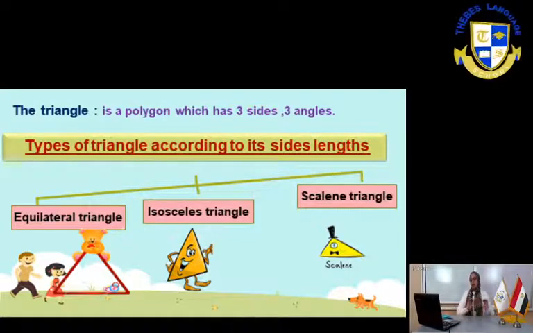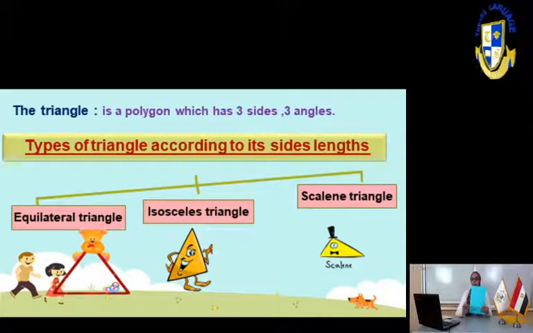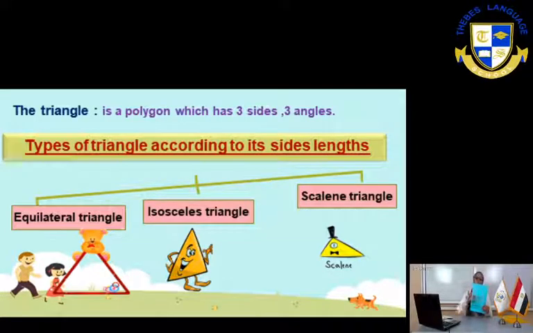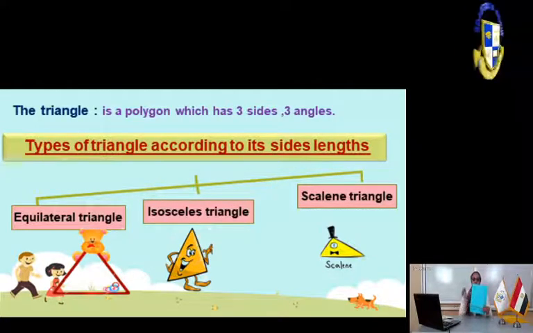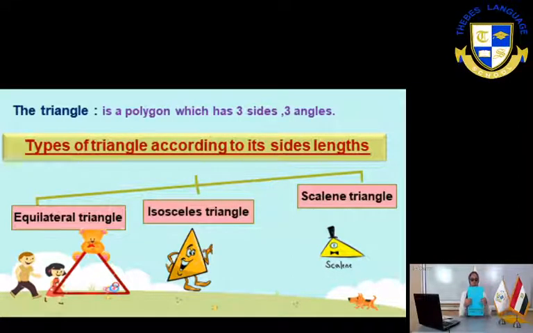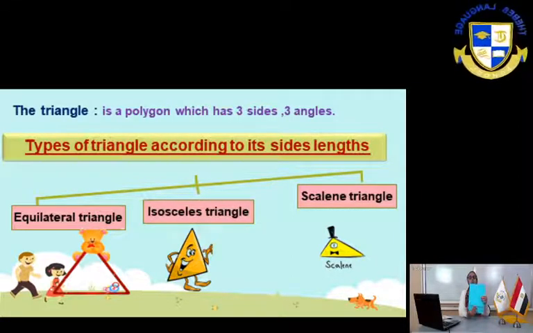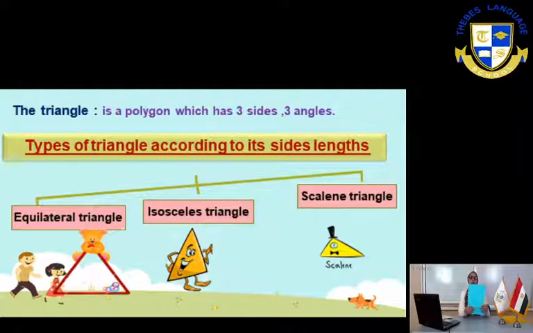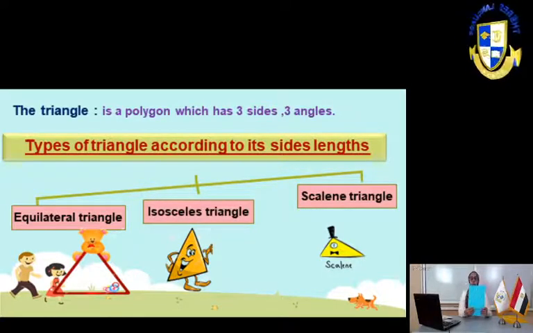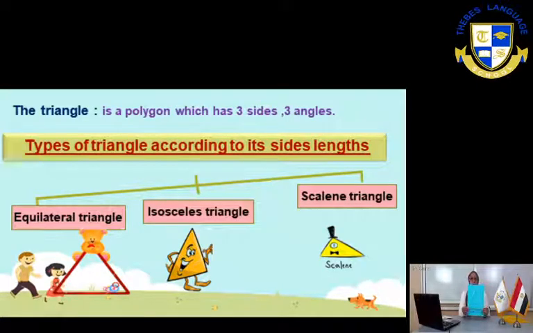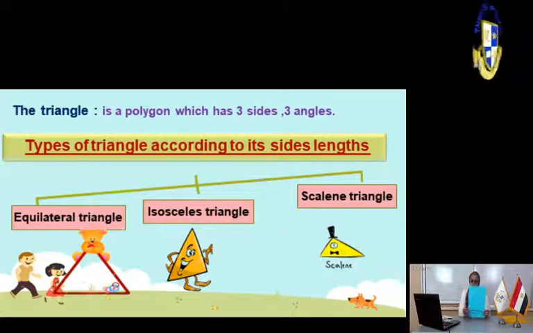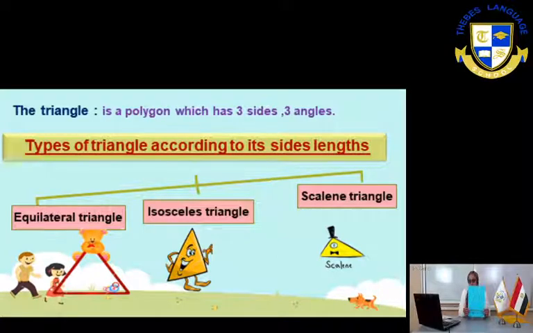The next type of the triangle, if we have just 2 sides equal in length and the third different. It means if we have this side 4 and that side 4 and the last side will be 5. So we have just 2 sides equal in length. We call this triangle, or the type of this triangle will be isosceles triangle, because we have just 2 sides equal in length.